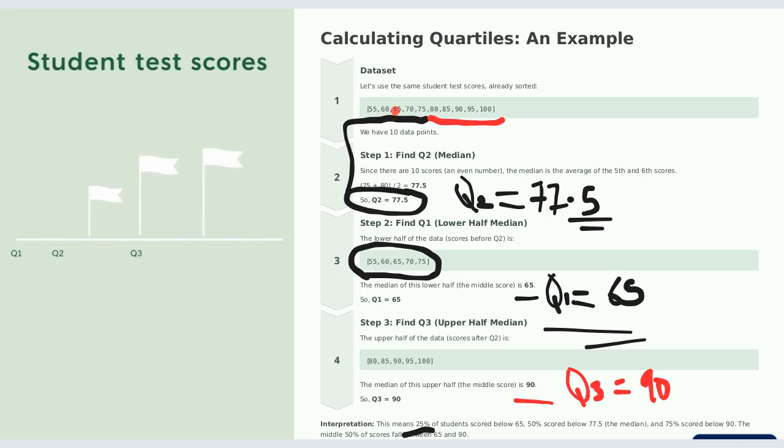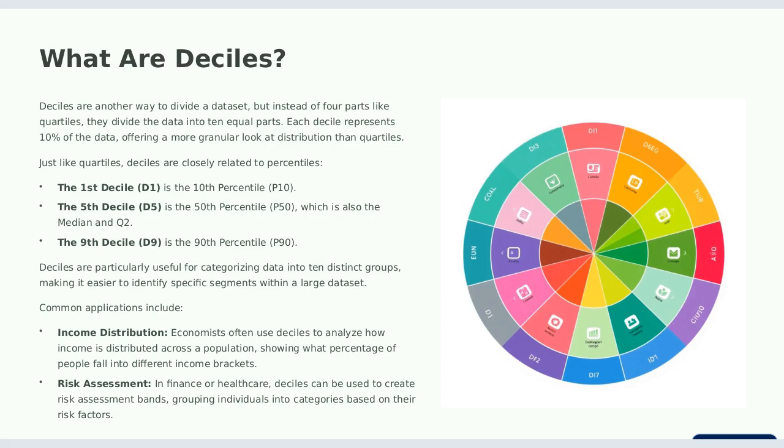The middle number is 65. That's Q1, or the 25th percentile. Q1 is the 25th, Q2 is the 50th, Q3 is the 75th percentile. Then to calculate Q3, you simply take the median of the upper half, which is 90 in this case. So the interpretation is that 25% of students scored below 65, 50% scored below 77.5, and 75% scored below 90.